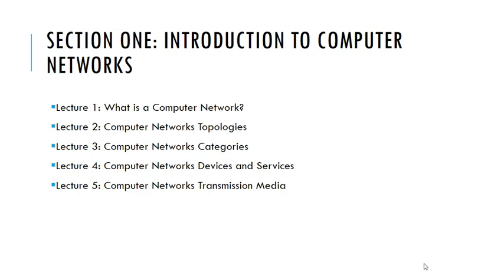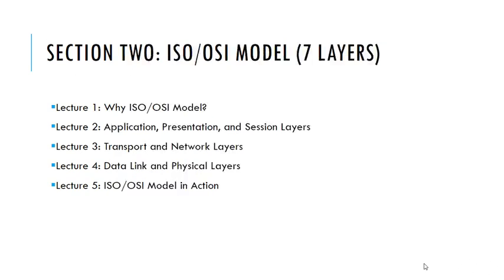Let us now move to the sections of this course. Section 1 is Introduction to Computer Networks. The first lecture answers the question of what is a computer network. The second lecture covers the topologies used in computer networks. The third lecture is about the categories of computer networks, and the fourth lecture is about the devices used in computer networks such as the switches, the routers, and the services offered by computer networks. Lecture 5 focuses on the transmission media either in the wired networks or the wireless computer networks.